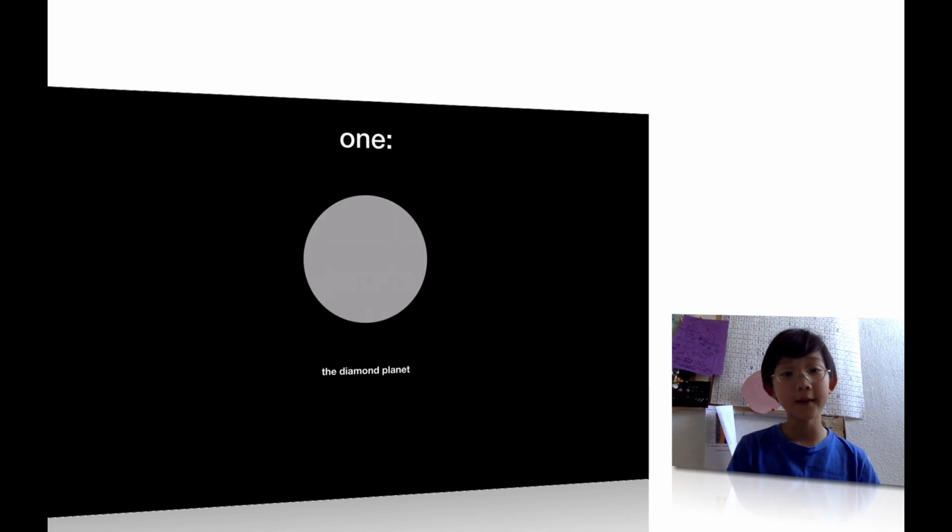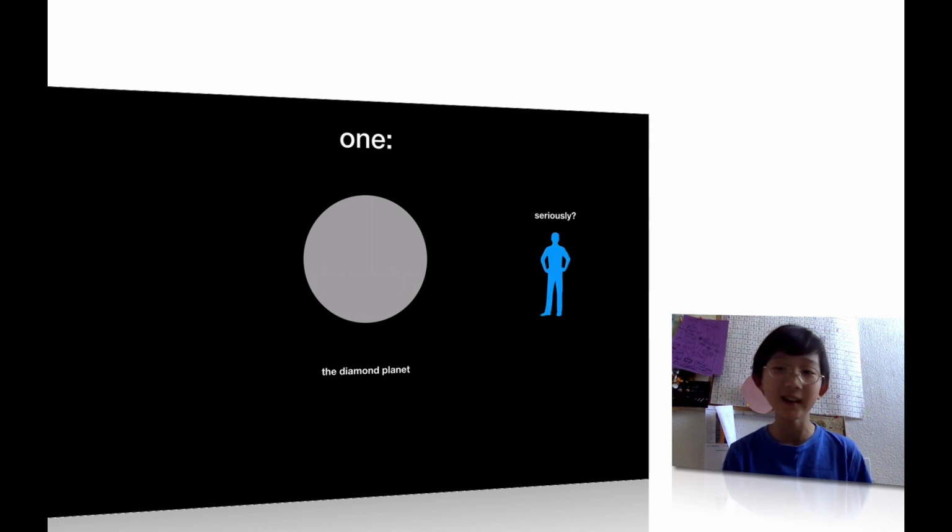So, the first thing is the diamond planet. Seriously? And this planet is... Wait for it. Wait for it. Wait for it. Almost there. There. Finally. It's going around a pulsar.